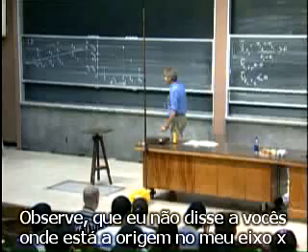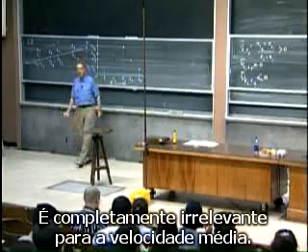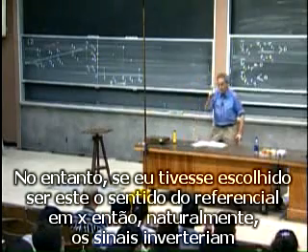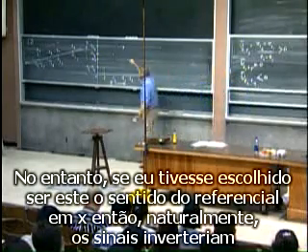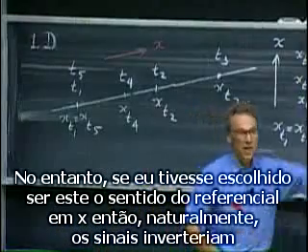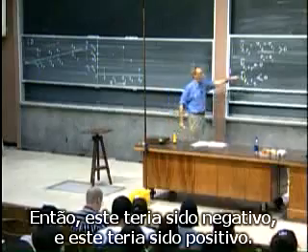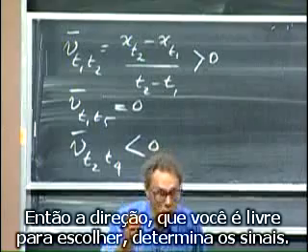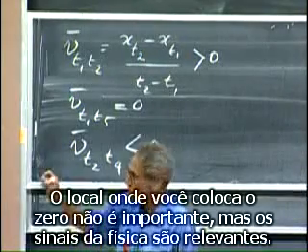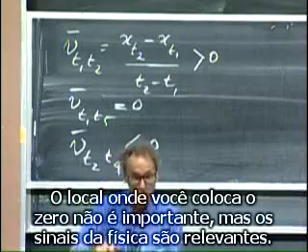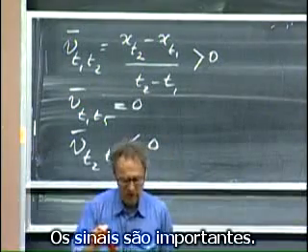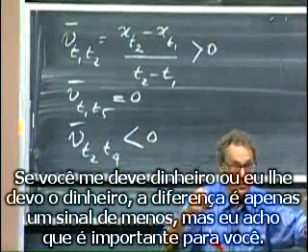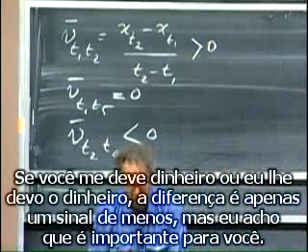Notice that I haven't told you where I choose my 0 on my x-axis. It's completely unimportant for the average velocity. It makes no difference. However, if I had chosen this to be the direction of increasing x, then of course the signs would flip. Then this would have been negative and this would have been positive. So the direction that you are free to choose determines the signs. The location where you put your 0 is not important, but signs in physics do matter. Signs are important. Whether you owe me money or I owe you money, the difference is only a minus sign. But I think it's important for you.